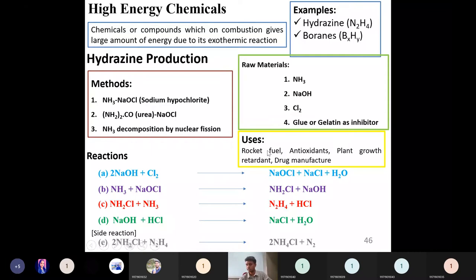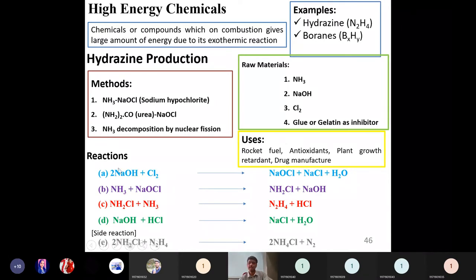It is used as a rocket fuel for military purposes. We can use this as a rocket fuel. Then the next one is as an antioxidant. As an antioxidant also, this high energy chemical, hydrazine, is used. And as a plant growth retardant. To retard the growth of a plant, we can use this hydrazine. Then in various drug manufacturing also, hydrazine has applicability. These are the popular uses for hydrazine.